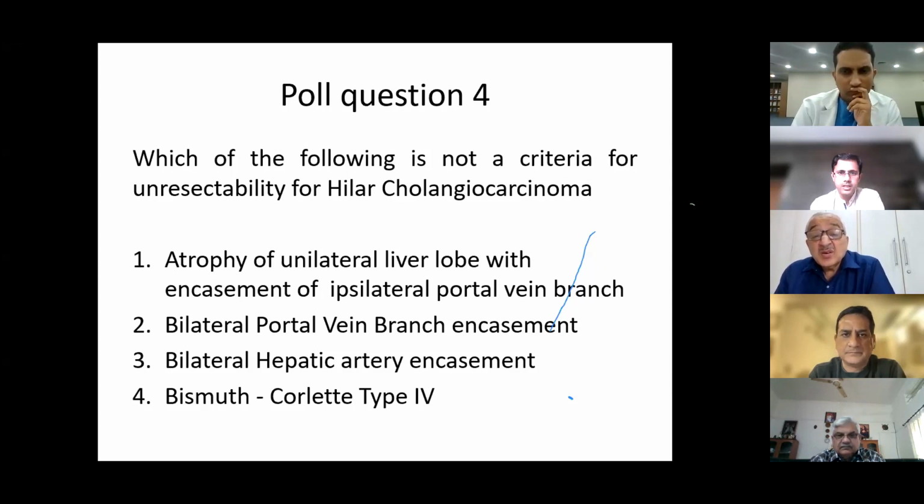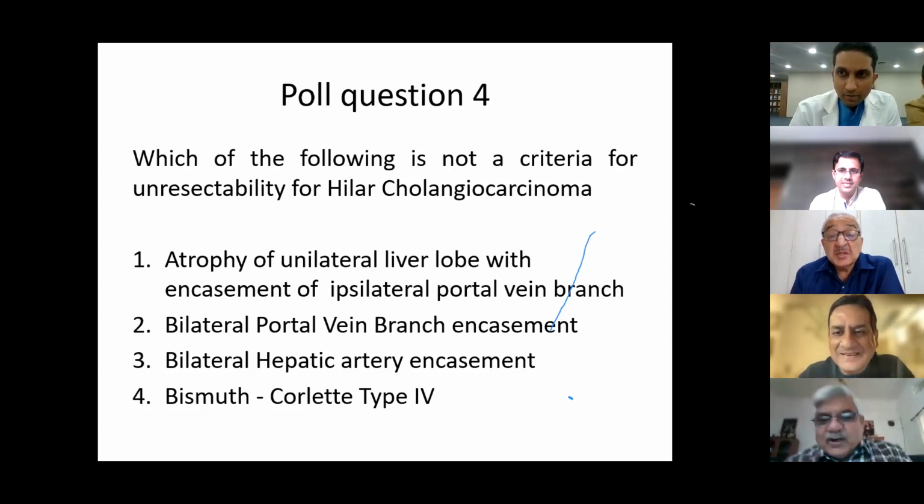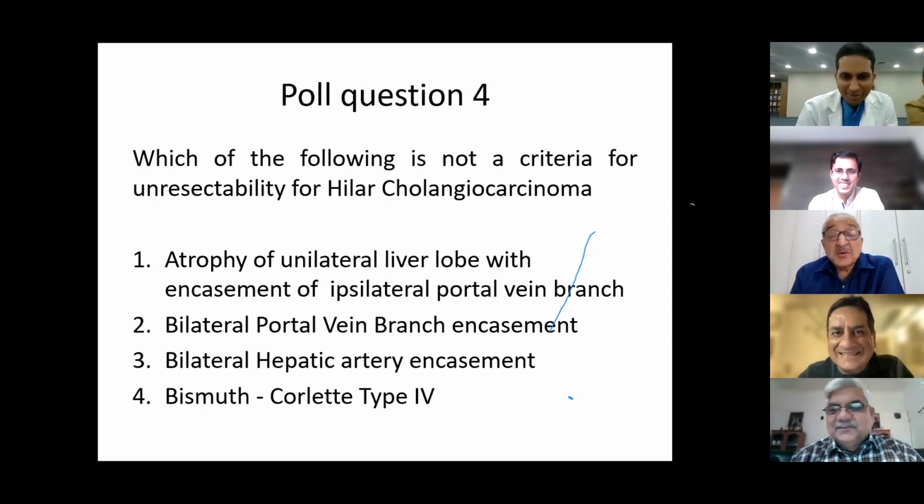Till now, the majority are thinking it is atrophy of the unilateral liver lobe with encasement of the ipsilateral. Yeah, but I have a question. Out of 157, only 100 people are answering. But why is that? They're using NOTA. NOTA, okay. Also, a lot of faculty members are here.